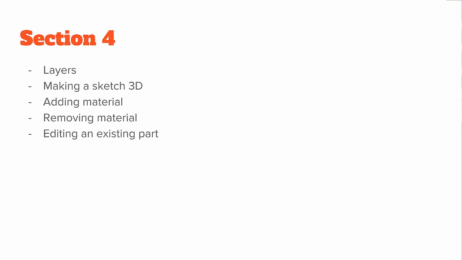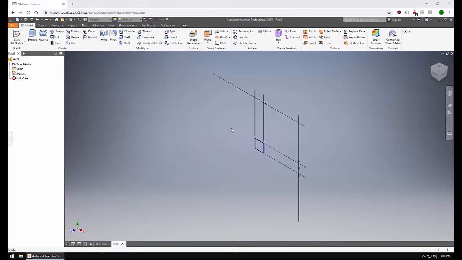Section 4. Layers, making a sketch 3D, adding material, removing material, and editing an existing part. Understanding layers. Layers are a difficult concept to explain, so to keep this simple, you should only have one layer, or sketch, open at one time. New layers are made by creating 2D sketches. If you open a file and already have a layer made, which may be named Sketch followed by a number, on the left-hand side of your screen, in my case, that is Sketch 1, double-click the box next to it to continue editing your drawing.